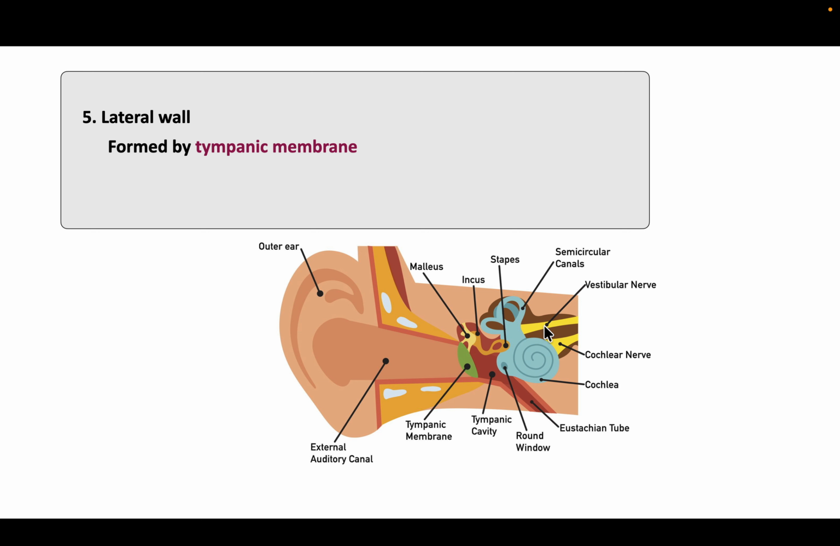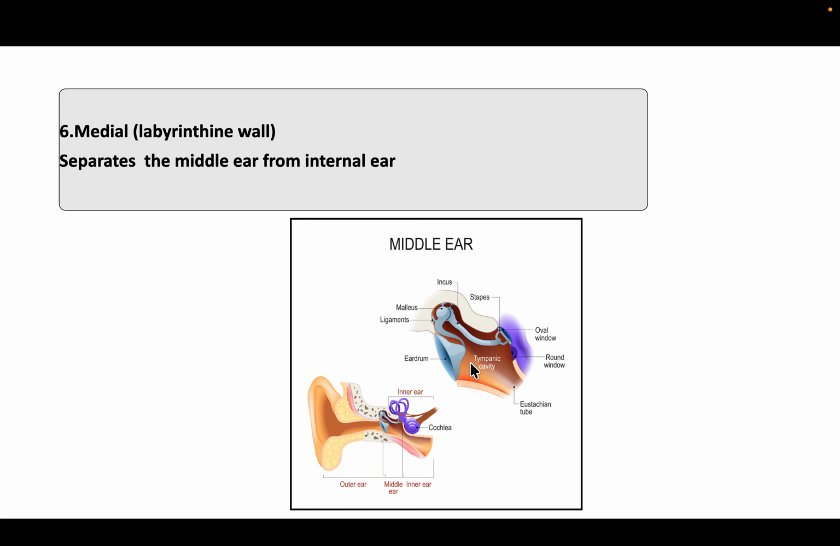As I have told you, it is a cube-like structure which has 6 walls. The lateral wall of this is formed by the tympanic membrane. So this is the lateral wall. Now opposite to the lateral wall is the medial wall. We call it the labyrinthine wall, which separates the middle ear from the internal ear. So on this side the tympanic membrane is there, on this side the medial wall is there. So this is lateral and this is the medial wall.